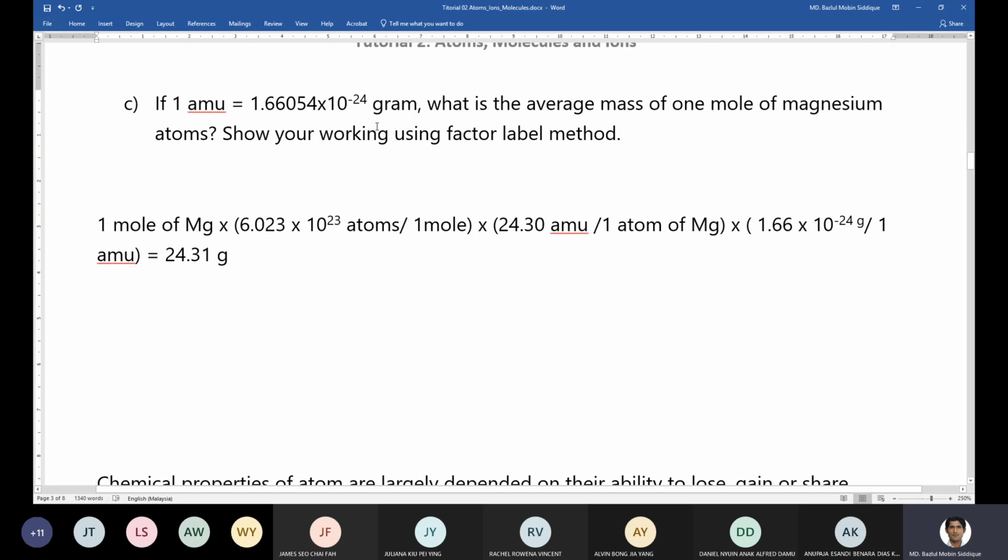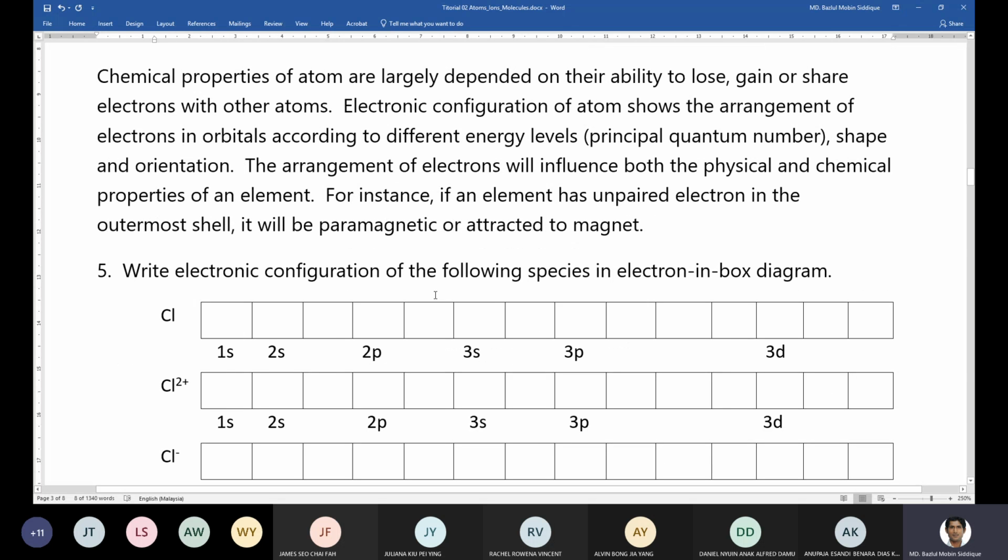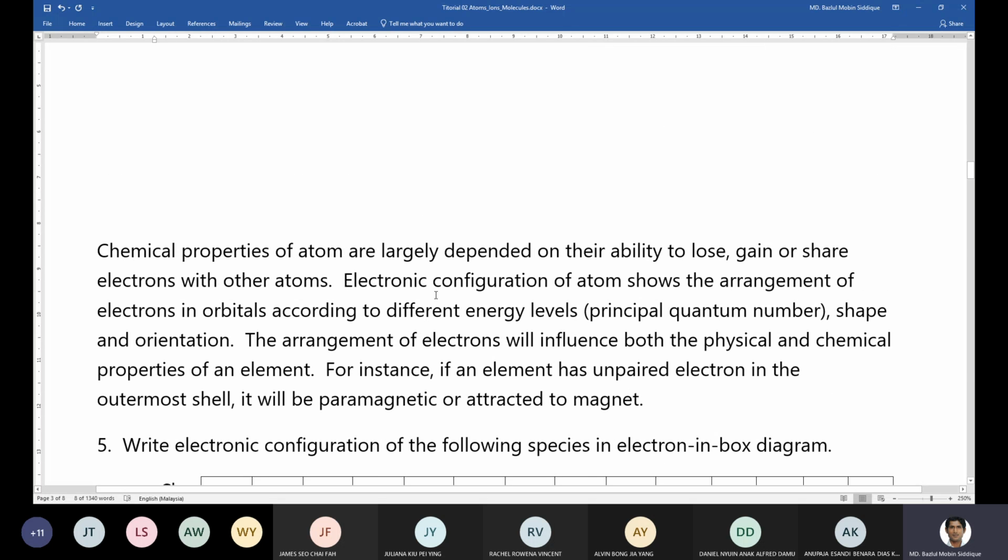When it says show your working in factor label method, you have to do it in this way. If you do it another way, you will lose marks because it is specified to show your work clearly, which means you have to show it in factor label method.